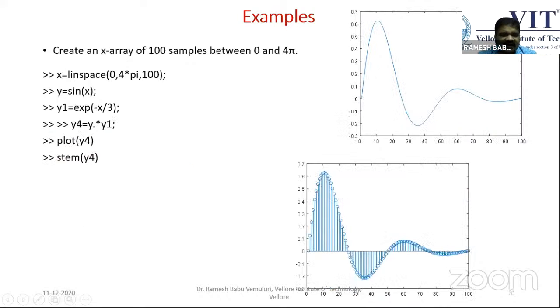Then create an X array of 100 samples between 0 and 4 pi. Then x is a linspace, and then y is sin x, y1 is equal to exponential minus x by 3, y4 is y star dot star y1, and plot y4, stem y4. So now you can see here, these plot y4. We have plotted this one, and stem. So now we can get a stem kind of thing. This is about the stem. Stem y4.